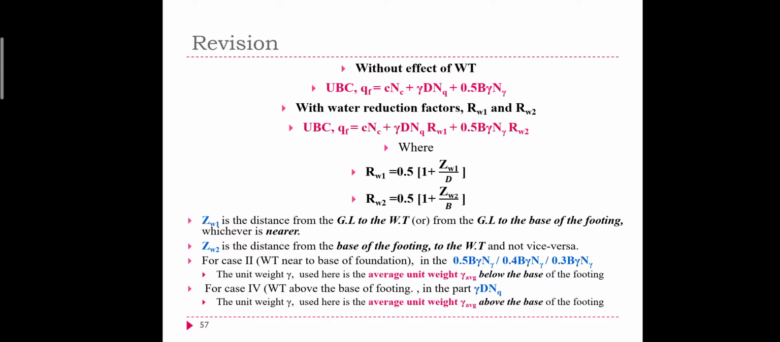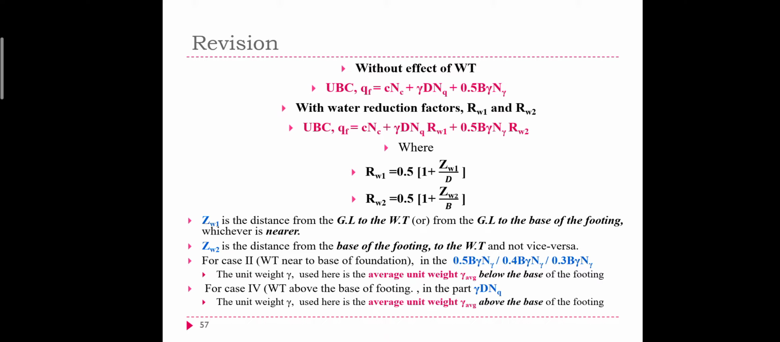So now what is RW1 and what is RW2? RW1 is 0.5 into 1 plus ZW1 by D. D is the depth of the foundation, or depth of footing. What is ZW1? It is given that it is the distance from the ground level to the water table, or from the ground level to the base of the footing, whichever is nearer.